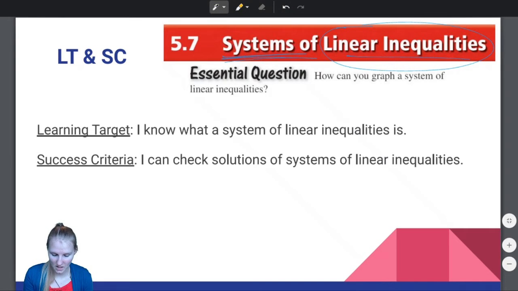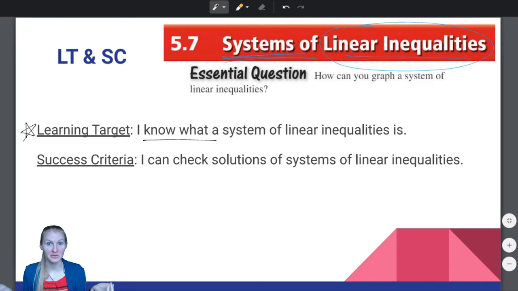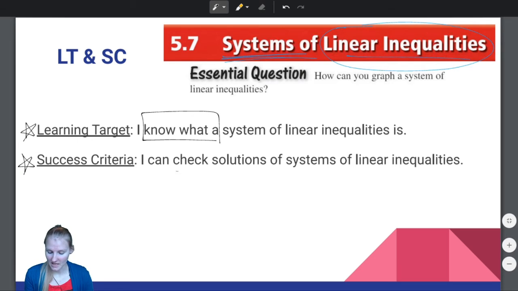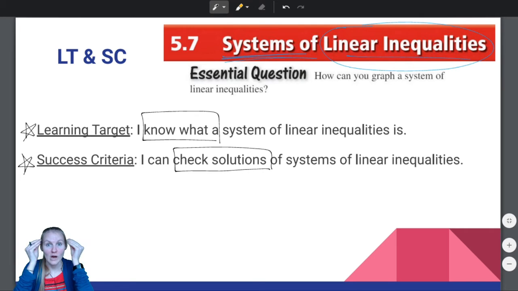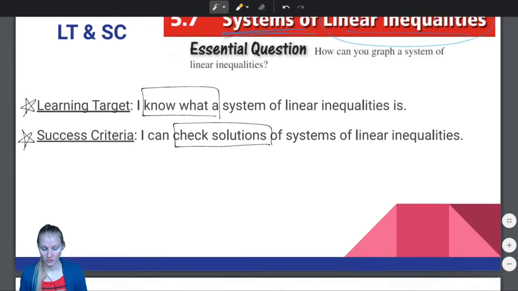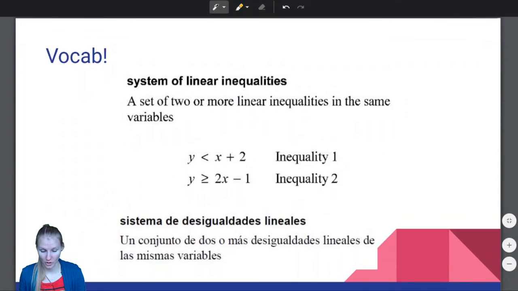So today, our learning target is I know what a system of linear inequalities is. I know what they are. And the success criteria is that you can check solutions of systems of linear inequalities. So we're going to start off nice and easy today, just really trying to wrap our minds around what is a system of linear inequalities. So let's start with that.